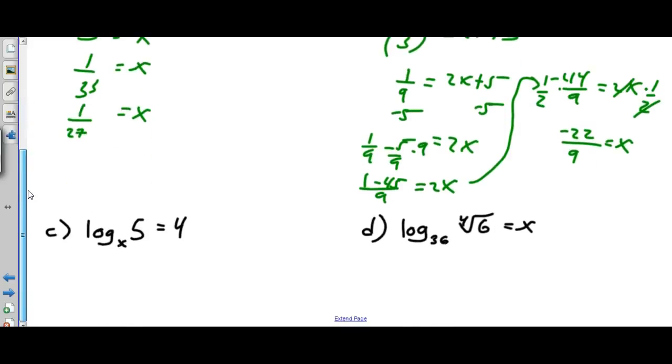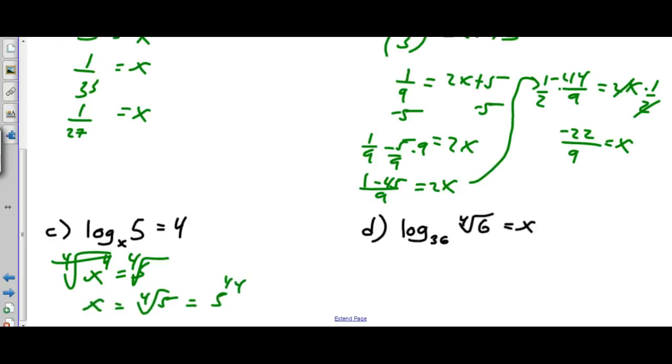All right, let's check out example C now. Converting this into exponential form, we get x to the power of 4 equals 5. If you ever want to get rid of a power, we take the root of that. So I'm going to take the 4th root of both sides, right? Because taking the 4th root of the power of 4, those are opposite operations. So x is going to be equal to the 4th root of 5, or if you want to say that, 5 to the power of 1/4, same thing.